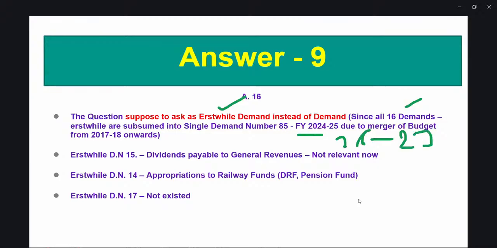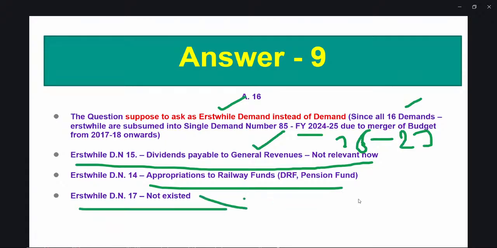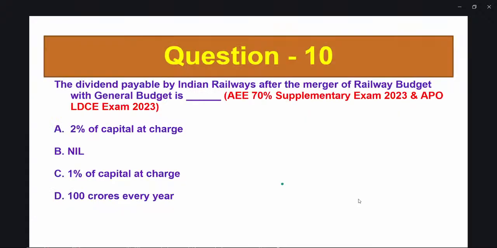No change. This 15, it is the dividends payable to general revenues. Not relevant now. It is relevant to some extent because the dividend is not there, but repayment of loans to the general revenues is there now. And appropriation to funds no longer exists, demand number 70, for railways; for other ministries it is there. So what is the dividend payable by the railways after merger of the railway budget?